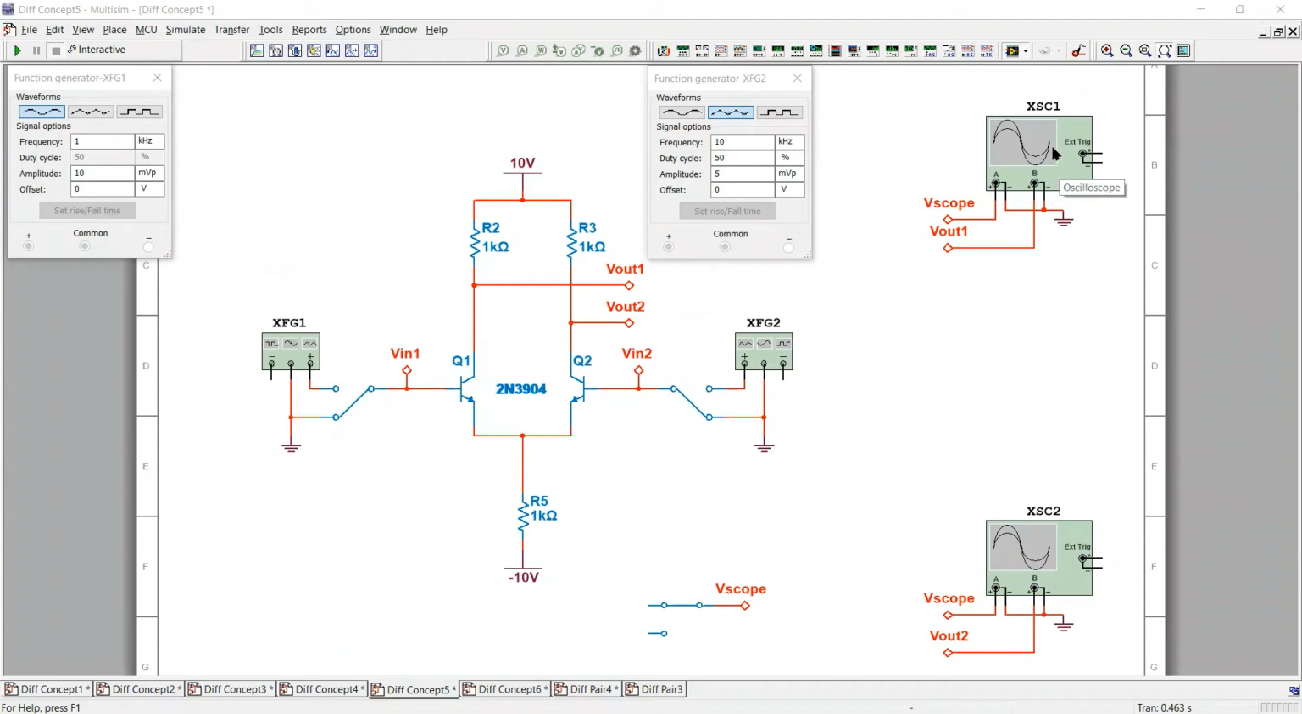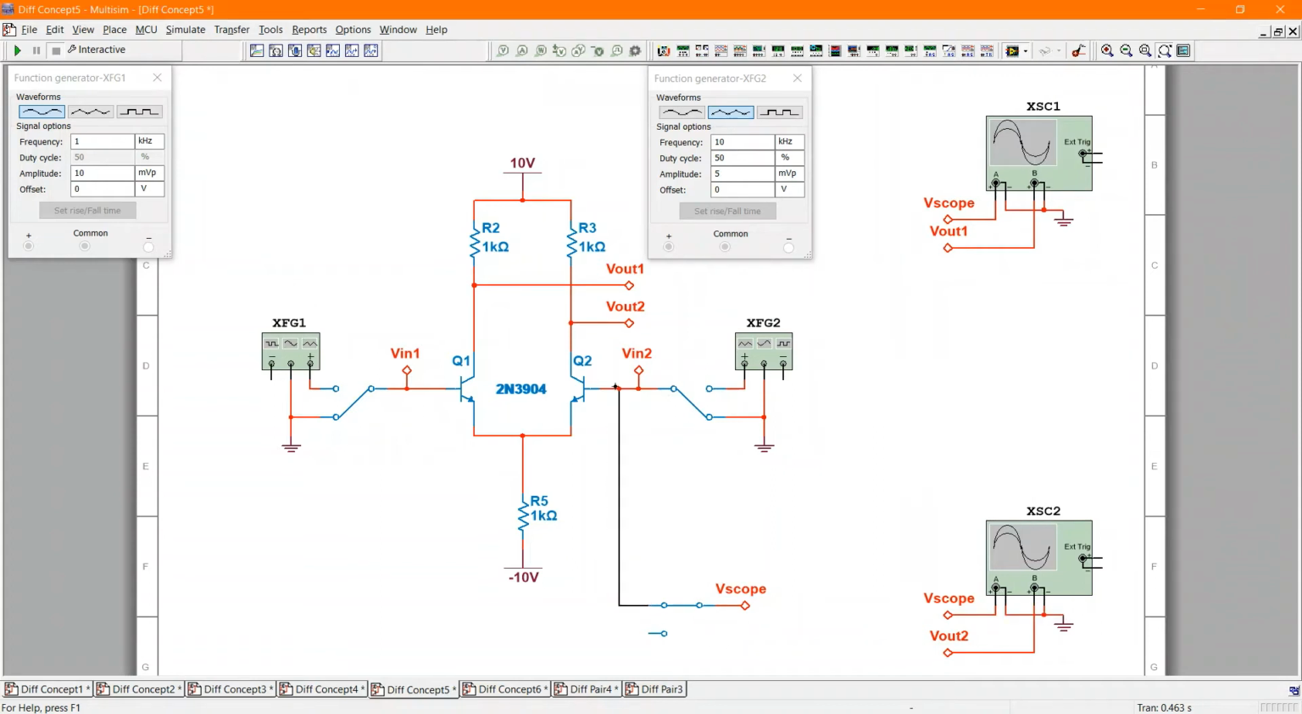I'm going to pop up my scopes here. But for the purpose of triggering, I am going to call this V-scope. I'm going to put V-scope to both channel A's. And I am going to connect V-scope to here and V-scope to here. So this enables me to figure out which input I'm triggering from, whether it's VN1 or VN2. And I'm just going to feed that to channel 1 on the scopes.